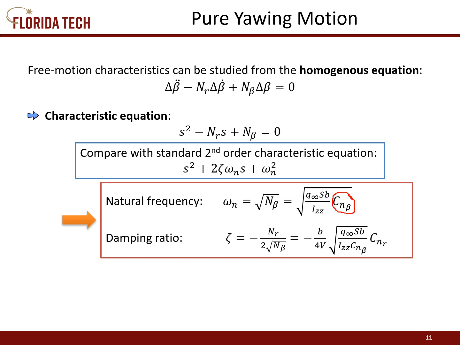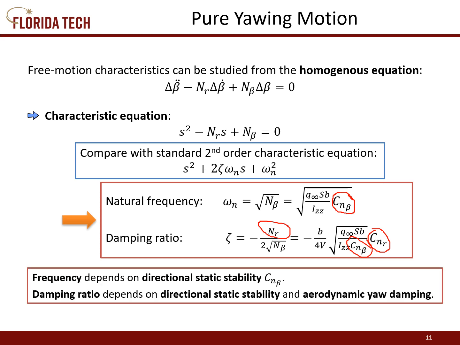affects natural frequency. And then for the damping ratio, we also get NR, and so we're going to see our CNR term as well as Cn beta impact those. So frequency depends on directional static stability, Cn beta, but the damping ratio depends on both directional static stability and aerodynamic yaw damping.